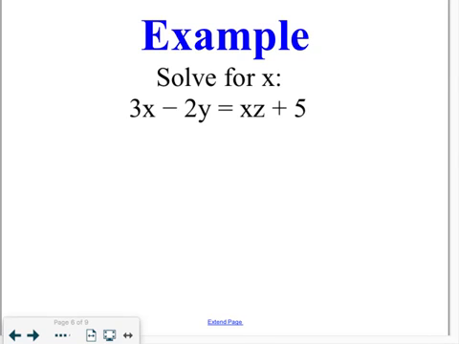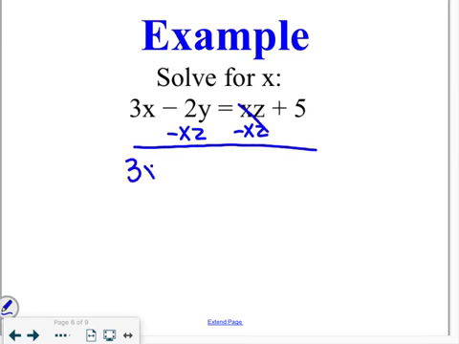Just like when you have variables on both sides, you want to combine those variables first. So we want to get the x's to one side of the equation. So I'm going to subtract xz from both sides. You could do it the other way around, that's fine. It doesn't really matter which way you pick. Your answer would just be flip-flopped at the end then.